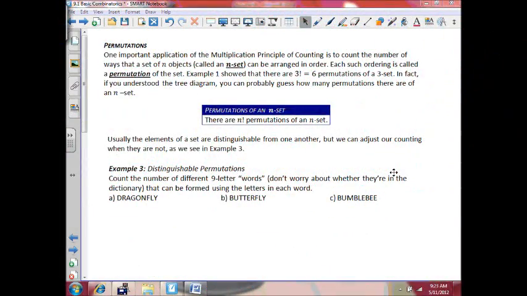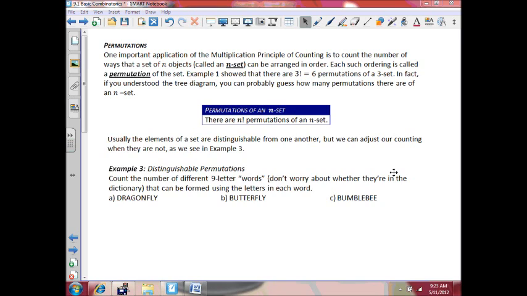An important application of the multiplication principle of counting is to count the number of ways that a set of n objects, called an n-set, can be arranged in order. Each such ordering is called a permutation of the set. Example 1 showed that there are 3 factorial, which is equal to 6 permutations of a 3-set. In fact, if you understood the tree diagram, you can probably guess how many permutations there are of an n-set.